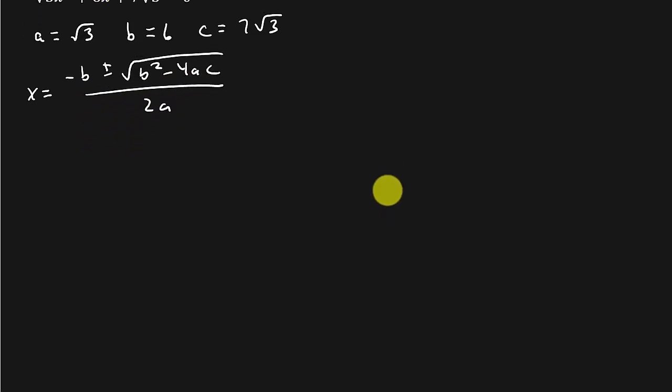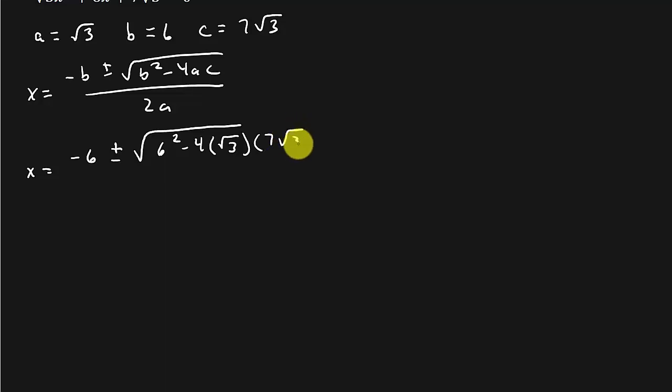And now it's like you're back in elementary school, just plugging numbers in. All right, so I get x equals negative 6. So I'm just plugging the 6 in for b, the square root of 3 in for a, and 7 square root of 3 in for c. So that's negative 6 plus or minus the square root of b squared minus 4 times a times c all over 2 times a.